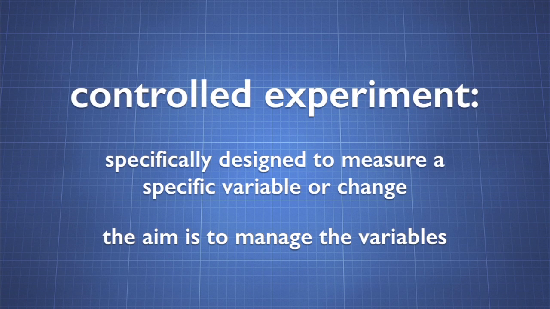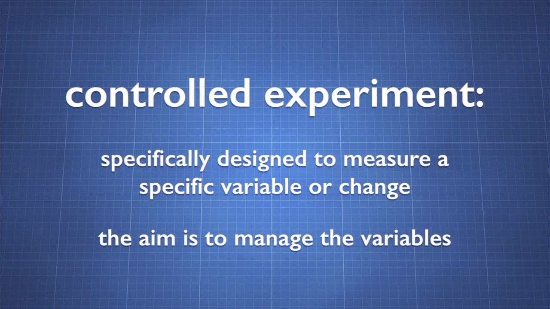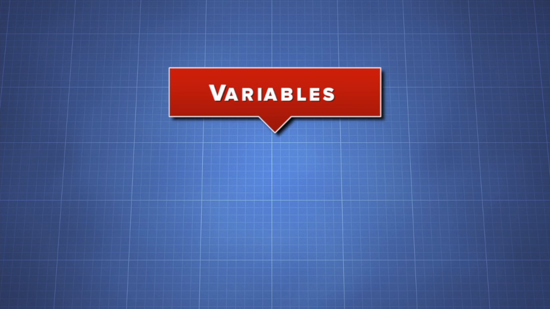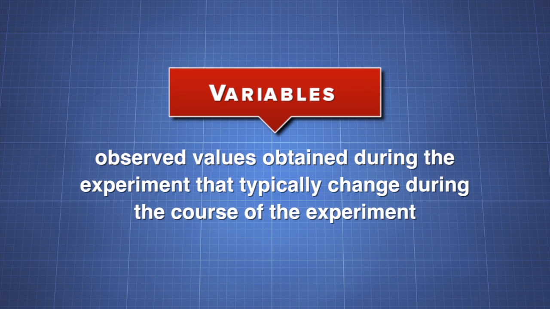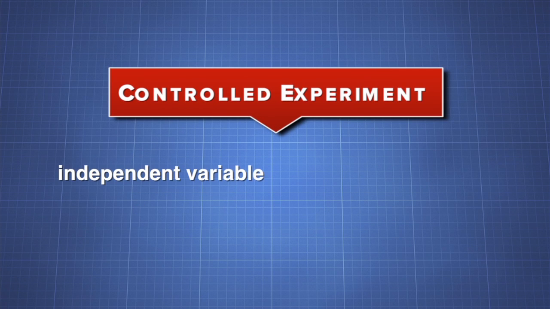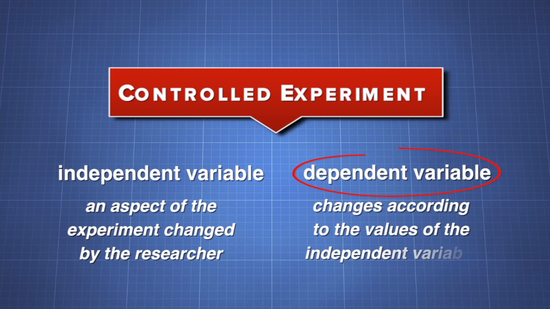A controlled experiment is specifically designed to measure a specific variable or change. The aim of the controlled experiment is to manage the variables. Variables are observed values obtained during the experiment that typically change during the course of the experiment. In a controlled experiment, the two types of variables are the independent variable and the dependent variable. The independent variable is an aspect of the experiment changed by the researcher. The dependent variable changes according to values of the independent variable.